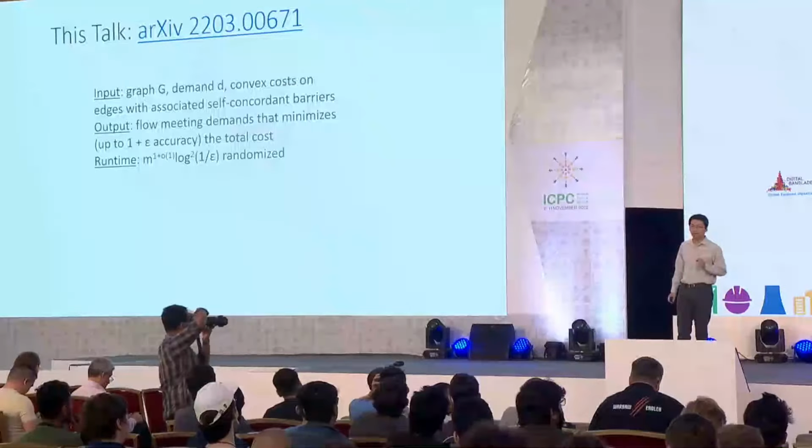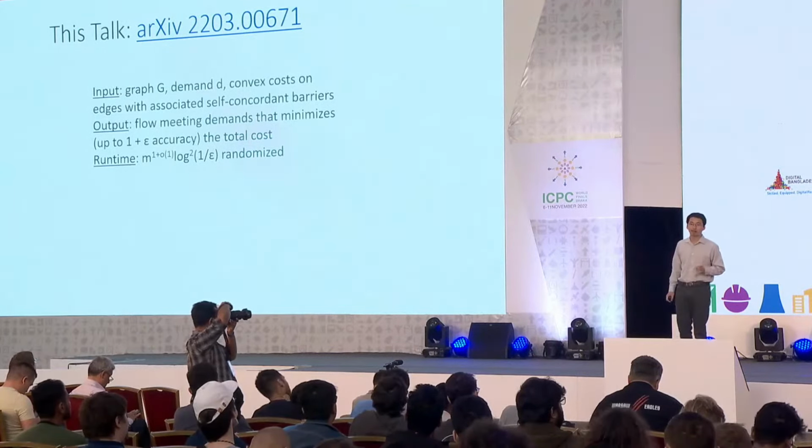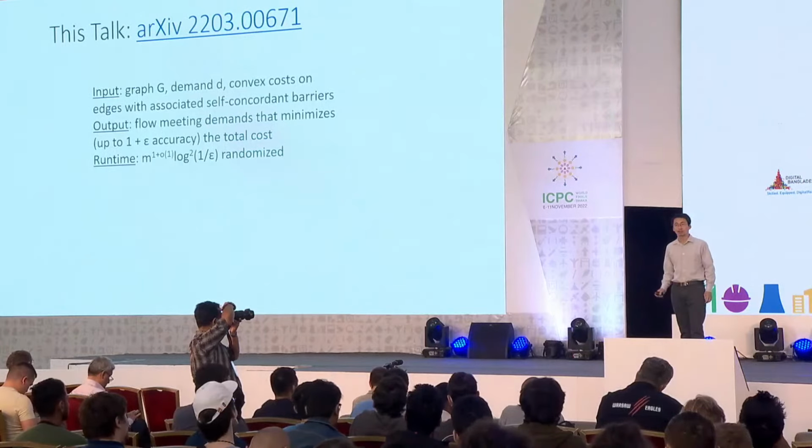What is little o of 1? It's something that is smaller than any constant. I'll get to what the constant is, but you can think of it as less than 0.01, less than 0.001. It's smaller than any polynomial factor in m. And it runs in time that times log squared of 1 over epsilon. And it outputs a solution that is a 1 plus epsilon approximate minimizer to this problem.